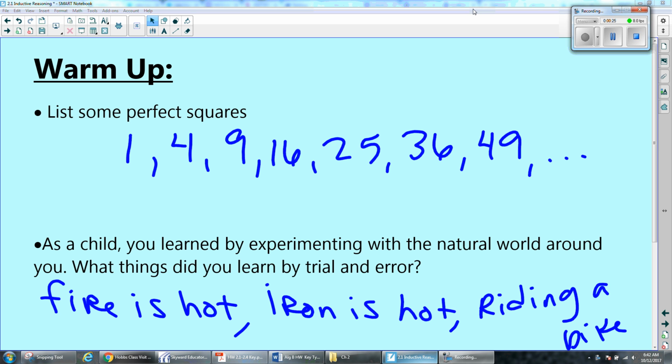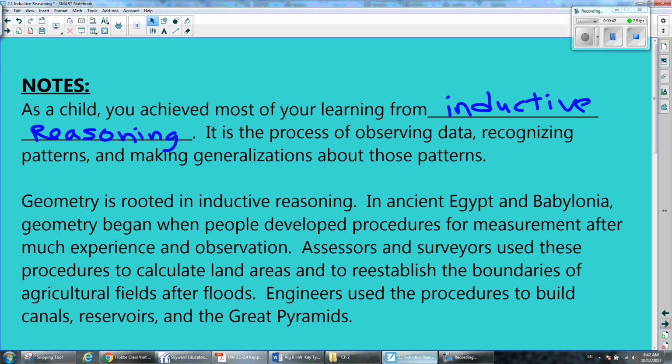As a child, you learned by experimenting with the natural world around you. What things did you learn by trial and error? Maybe that a fire is hot or an iron is hot, if you ever accidentally touched it or got too close. Riding a bike, you may have fallen off a couple times until you got the hang of it. Okay, so as a child, you achieved most of your learning from inductive reasoning.